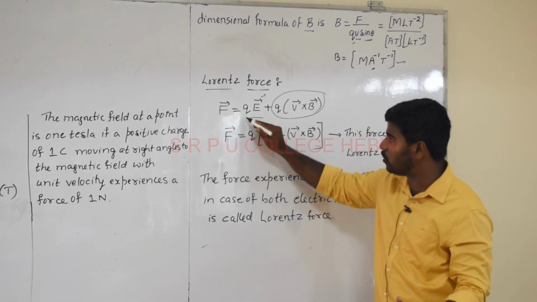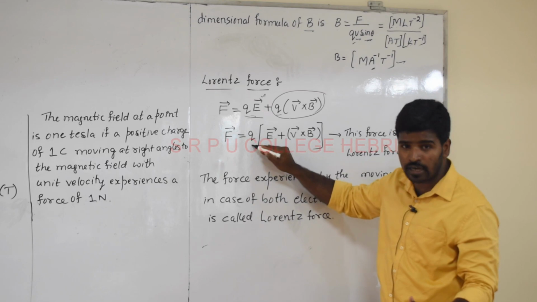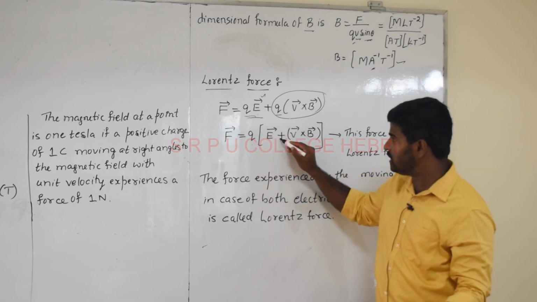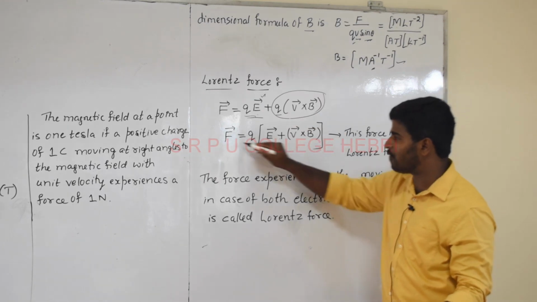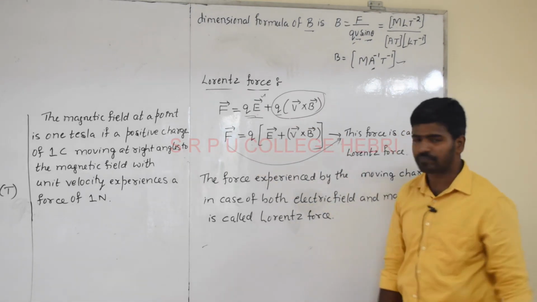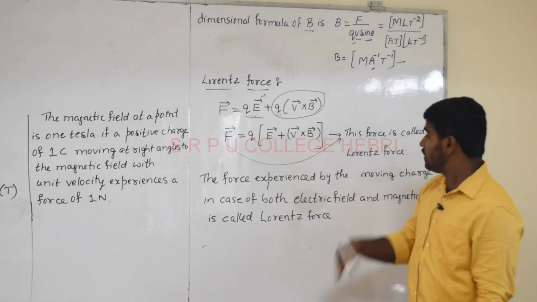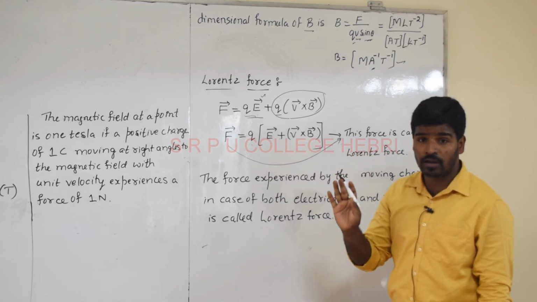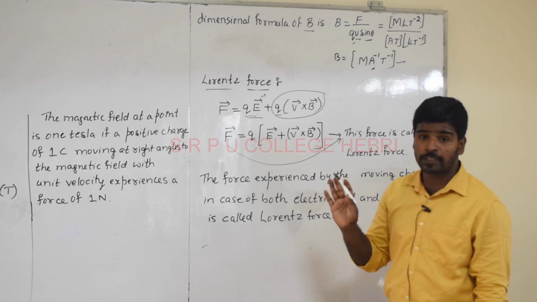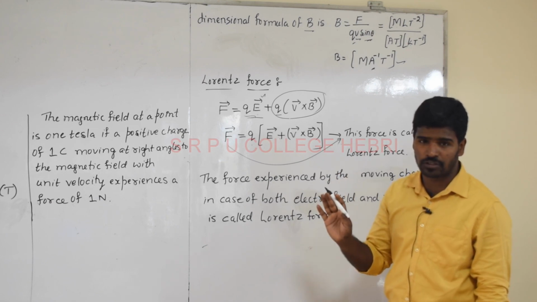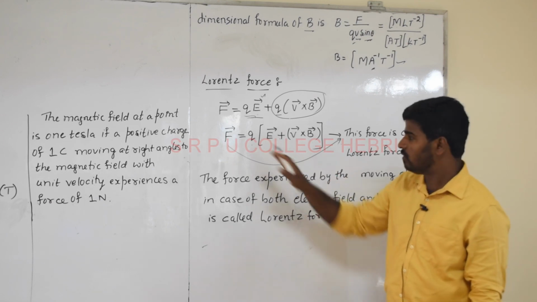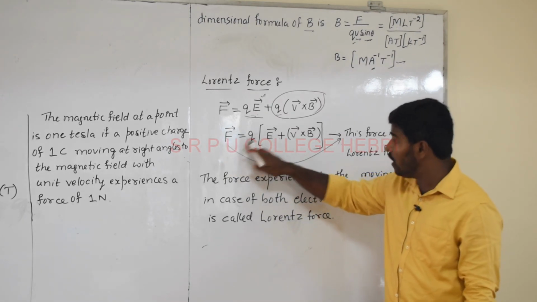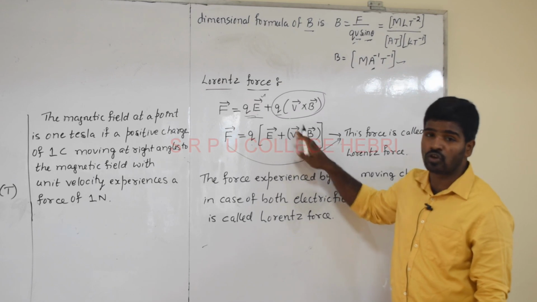Therefore, F vector is equal to Q, which is common and taken outside, times E vector plus V vector cross B vector. This force is called the Lorentz force. A very important one mark or two mark question: write the expression for Lorentz force. Hence, explain the terms. What is the expression for Lorentz force? F vector is equal to Q times E vector plus V vector cross B vector.